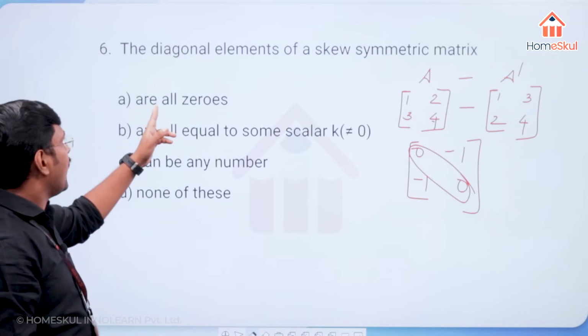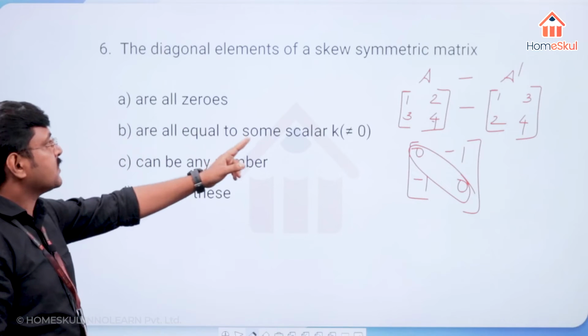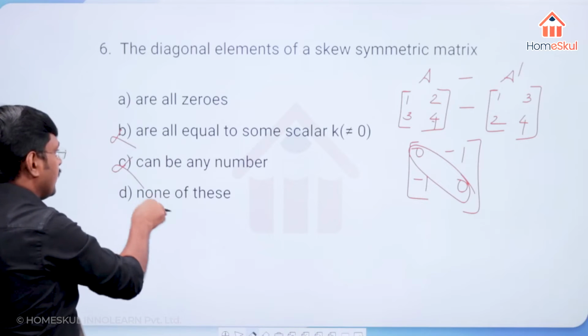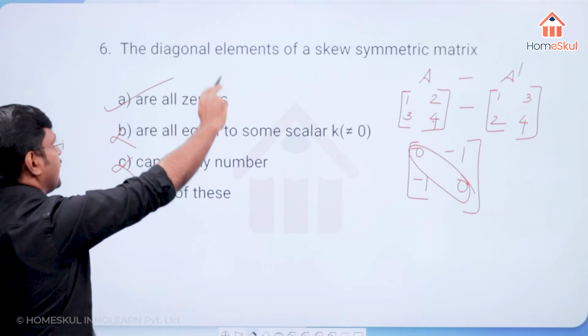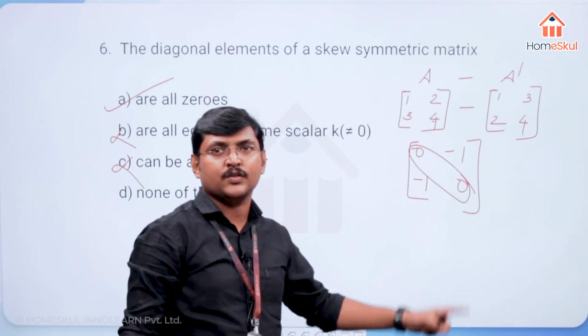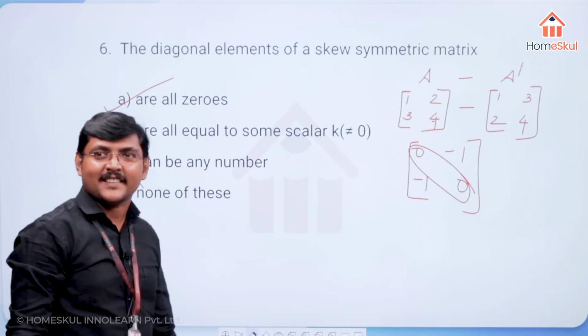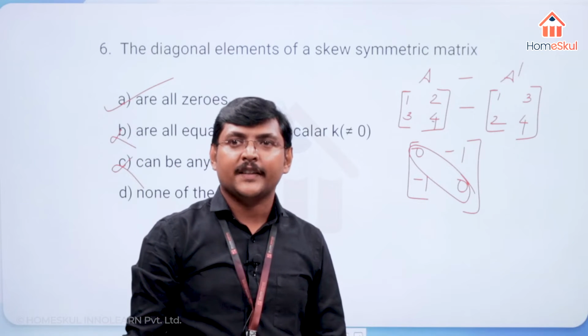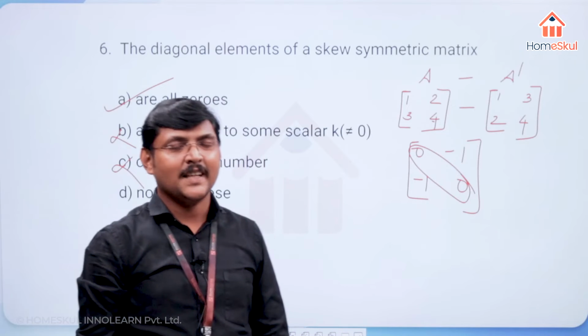Yes, clearly, the option that says they are all equal to some scalar k is wrong. The option that says they can be any number is also wrong. None of this. Yes, we know that this is the correct answer: the diagonal element of a skew symmetric matrix will always be 0. So for this question, A is the correct answer, and it is correct, Navy. I hope the idea is clear, right? So let's move on to the next question without wasting the time. Here goes the question.